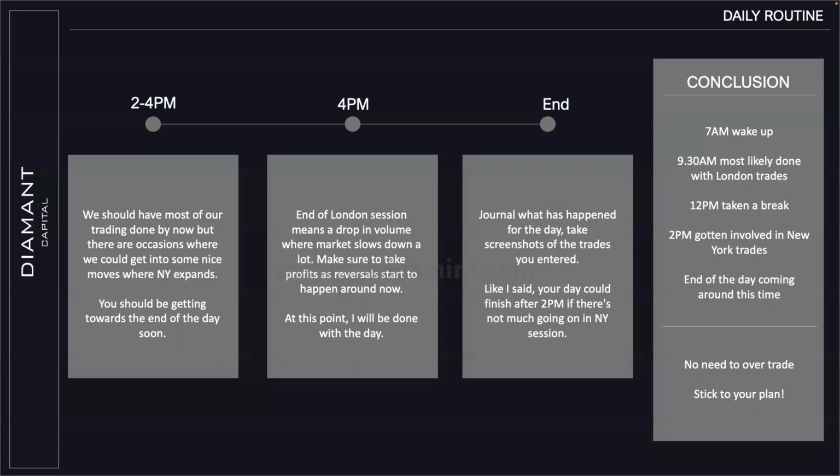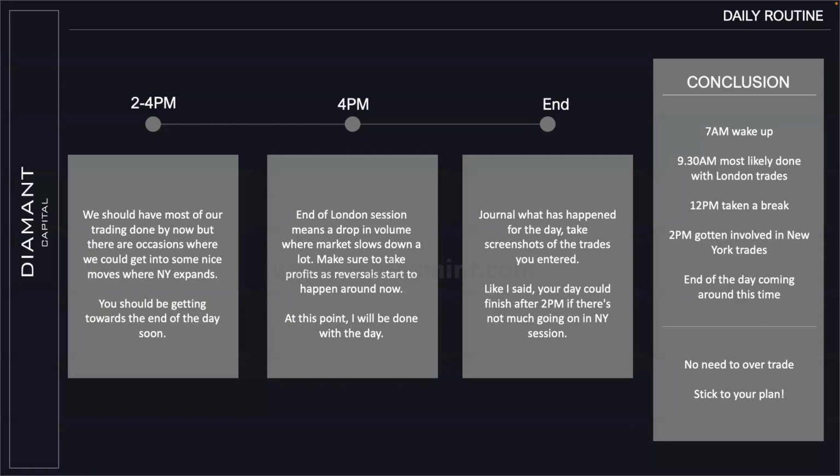So in conclusion, 7 a.m. wake up, 9:30 most likely done with London trades, 12 p.m. taking a break, 2 p.m. gotten involved in New York trades, and the end of the day is coming around 4, 5 p.m. So there's no need to overtrade. Stick to this strategy, stick to this plan, especially in terms of timing.